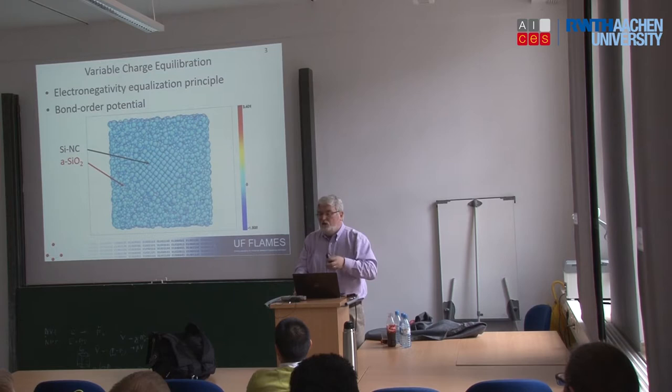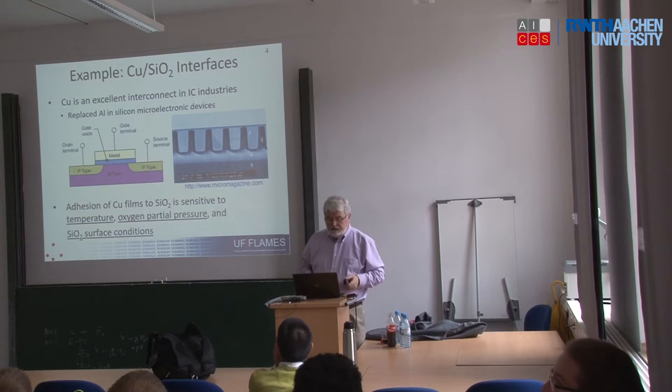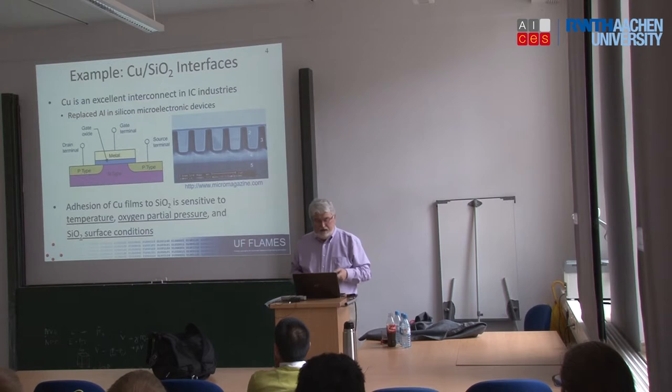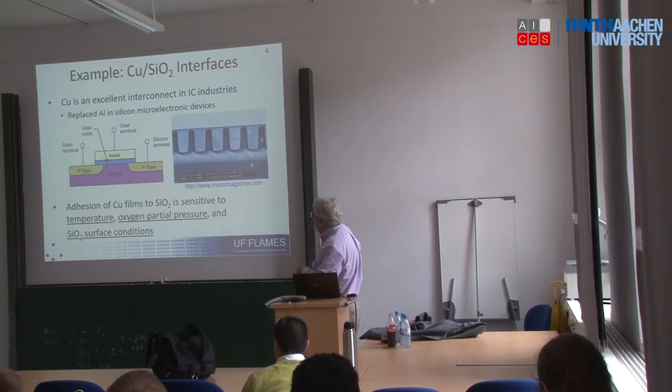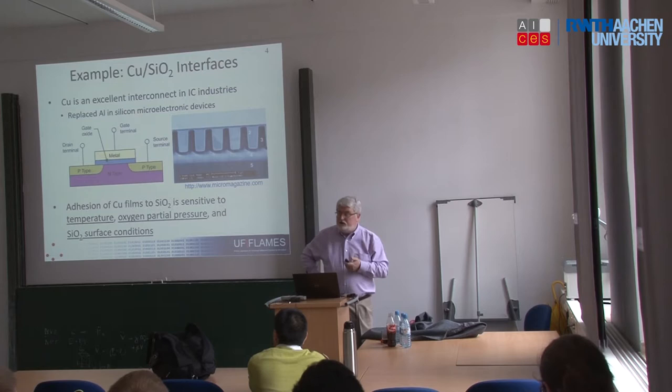So here's another example, and there's no video on this, so it can't go wrong. We chose this just because it illustrated the interactions. Here's a system where we have a metal in contact with a large ionic system, copper and silicon dioxide. This is to do with interconnects. This is a microelectronic device where you have some silicon dioxide in contact with the copper interconnect. We want to understand something about the structure of that interface.